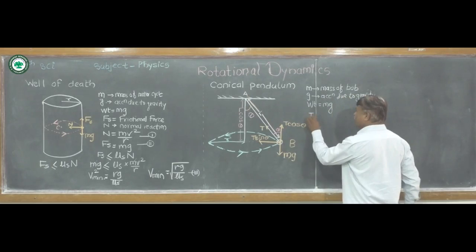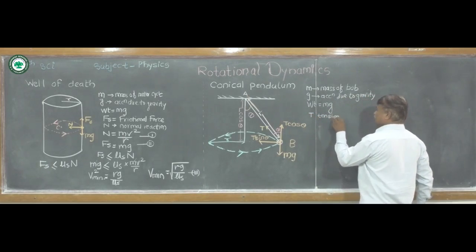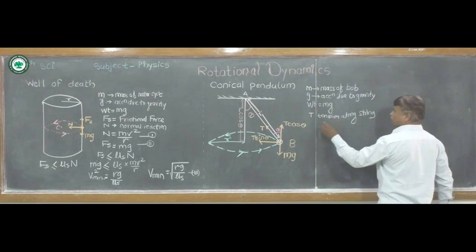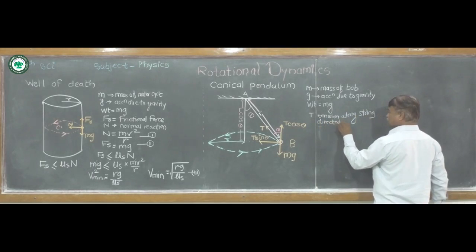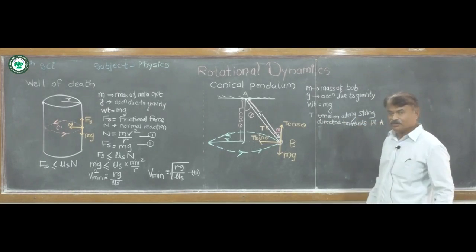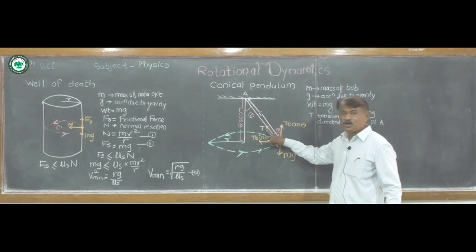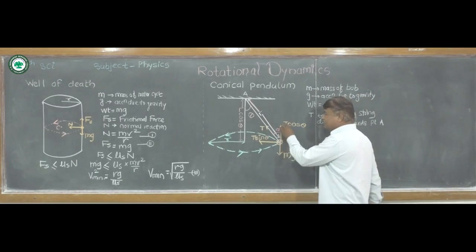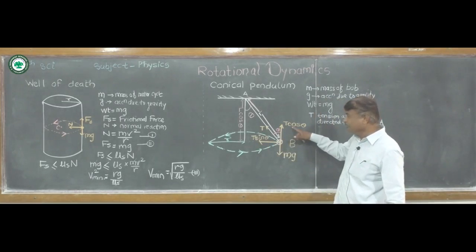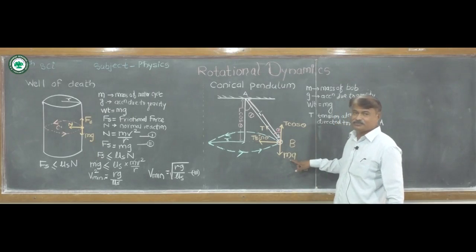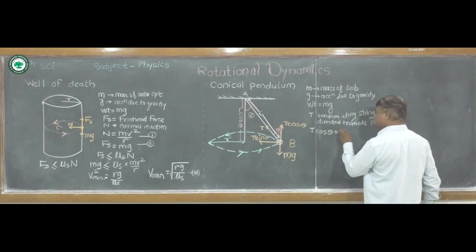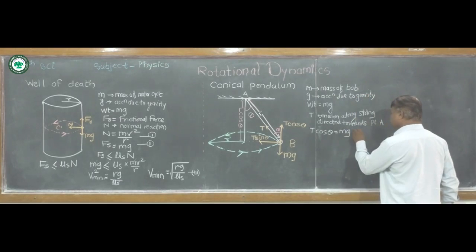So the first force acting on the bob is the tension T along the string, directed towards the point of suspension A. Now this tension is resolved into components. The vertical component is T cos theta and the horizontal component is T sin theta. The vertical component T cos theta is balanced by the weight of the bob. So we write T cos theta = mg. This is equation 1.